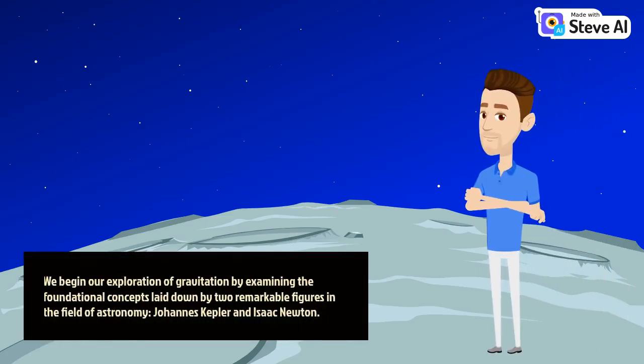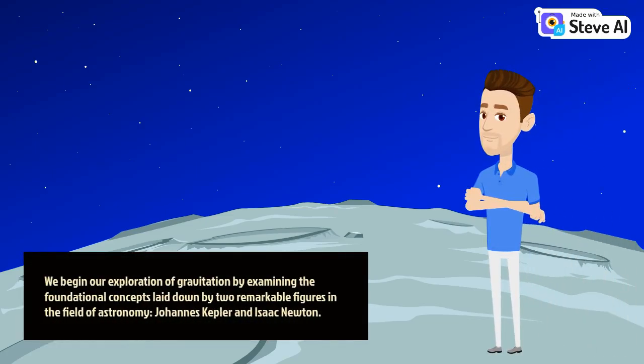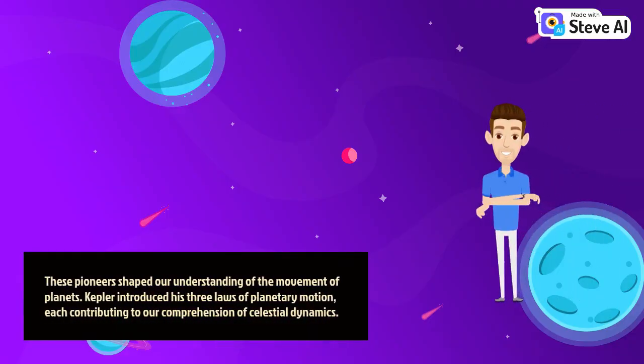We begin our exploration of gravitation by examining the foundational concepts laid down by two remarkable figures in the field of astronomy, Johannes Kepler and Isaac Newton. These pioneers shaped our understanding of the movement of planets. Kepler introduced his three laws of planetary motion, each contributing to our comprehension of celestial dynamics.